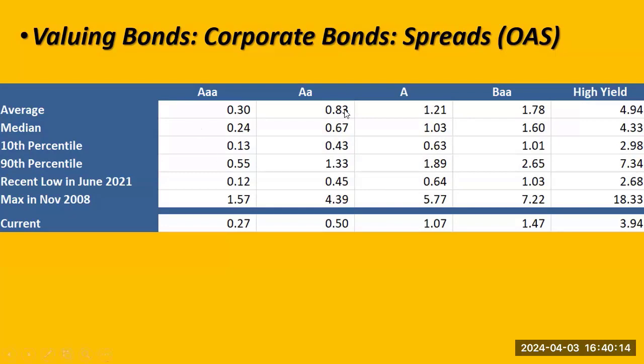Double A, you get 83 basis points. Single A, you get 121. Triple B, 178. And high yield, almost 5%. The 2021 low was just absolutely ridiculous.